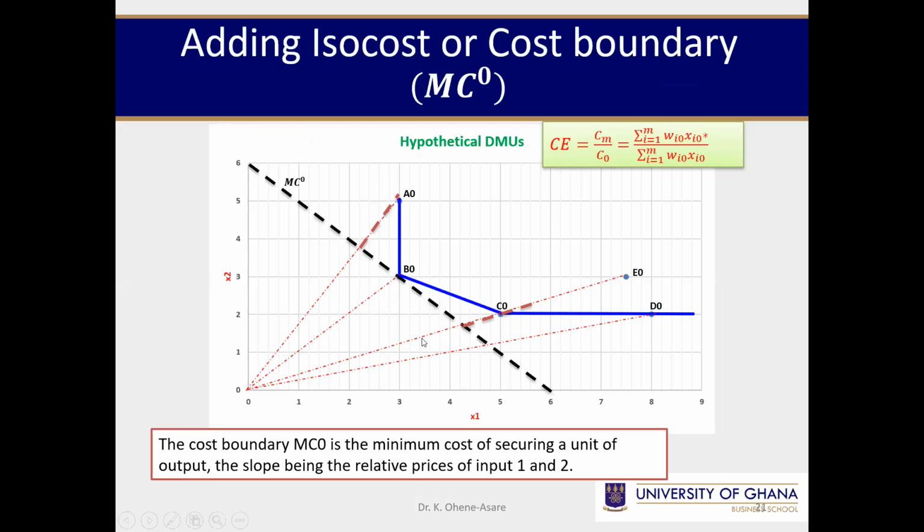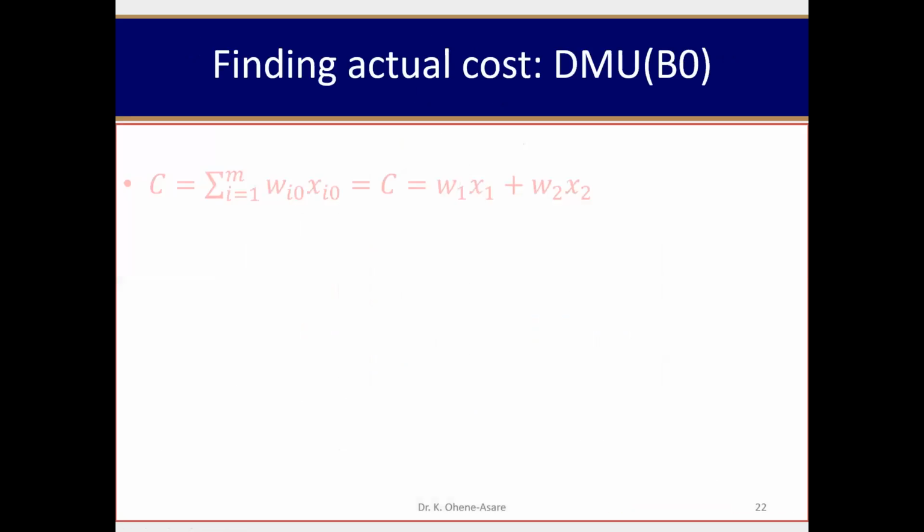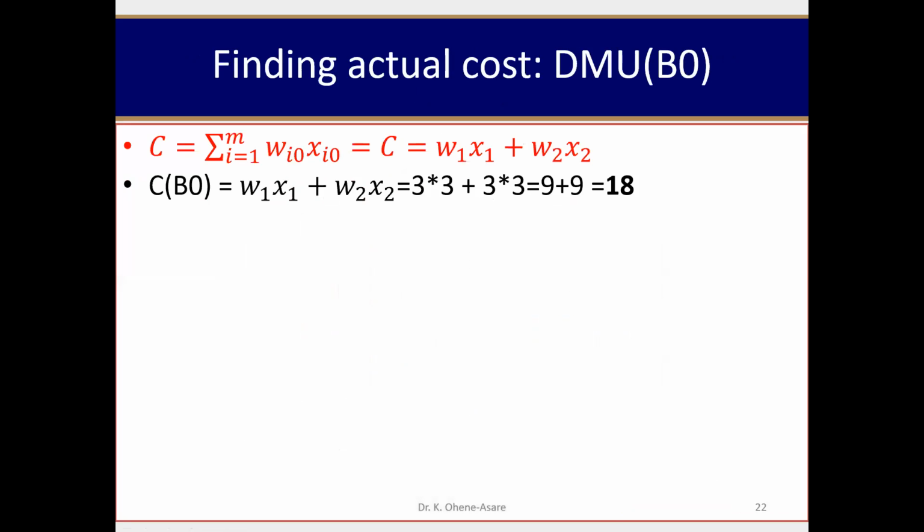Now, in our case, it's just coincidental that it becomes tangent to the isoquant right here, at the same point of B. So what it means is that point B, whose coordinates are 3 and 3, is going to be used as the minimum cost point for DMUB. Now, because it just happened to be at B, it will not make full sense. So let's get a different one. What I want you to do is to get another one.